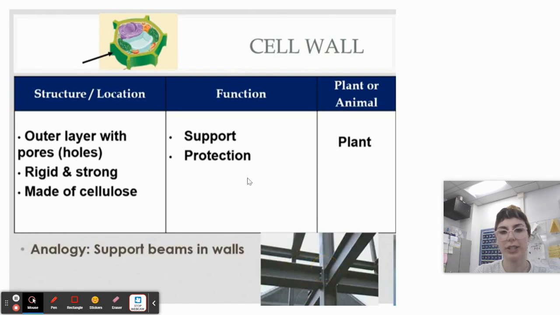and it also provides protection. If you think about it, if a plant didn't have a cell wall, it wouldn't be able to stay up straight, like you might see with celery, right? Celery isn't limp and sagging, it's straight up because it has the rigid support of its cell wall. We're only going to find it in plant cells and not in animal cells. In analogy form, in our company that is the cell, the cell wall would be the support beams in the walls holding up the building.